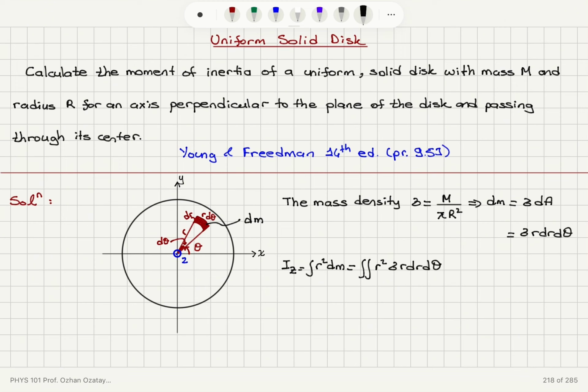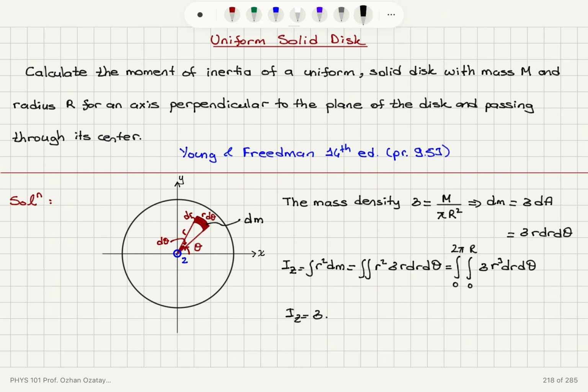sigma r dr d theta, and the limits of the integration will be, if I go from theta equals 0 to theta equals 2 pi, I will be exhausting the whole space here, provided that r also goes from 0 to capital R. So 0 to 2 pi, integral 0 to capital R, sigma, now r squared times r will be r cubed dr d theta.